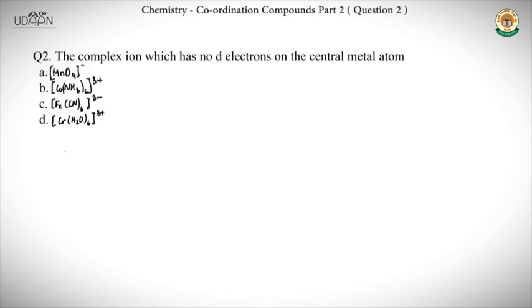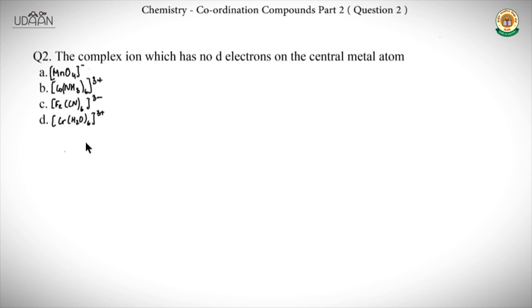So question number 2 states that the complex ion which has no d electrons on the central metal atom is. So out of the following 4 options, you need to find out the coordination compound which has no d electrons on the central metal atom. So let's see how we'll come up with the solution.